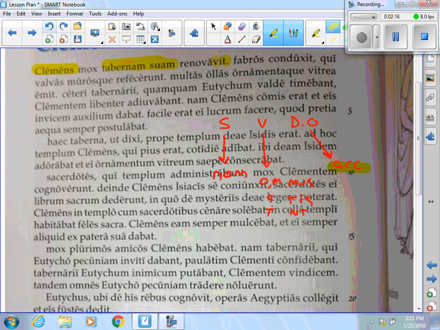And so I have Clemens renovated his shop. And that leaves me with one word. That leaves me with Mox. Now again, I have to have some vocabulary ability here. In this case, Mox is an adverb that means recently, or soon. Soon Clemens renovated his shop. That's how I translate that.